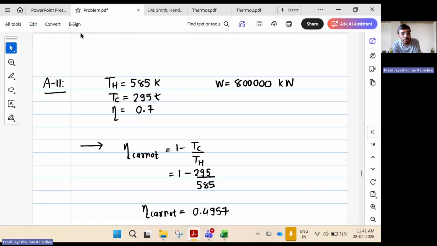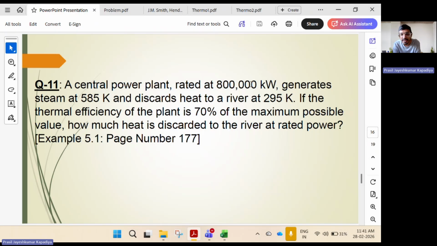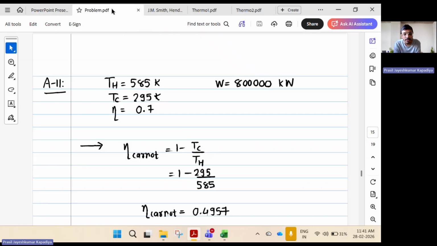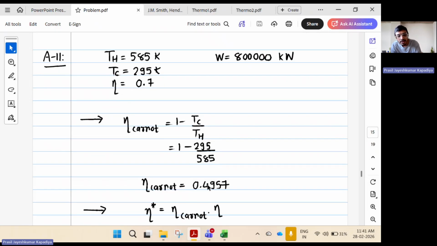Okay, and W rating is given as 8 lakh kilowatts. So what is going to be my eta Carnot? Eta Carnot is 1 minus Tc by Th. So 1 minus 295 by 585, that is 0.4957. So you see, Carnot engine is only giving a maximum of 50% efficiency.